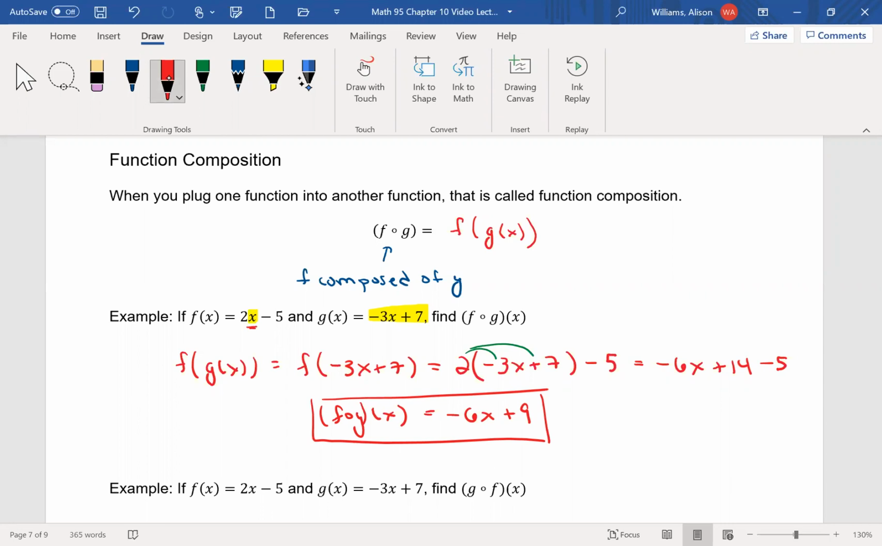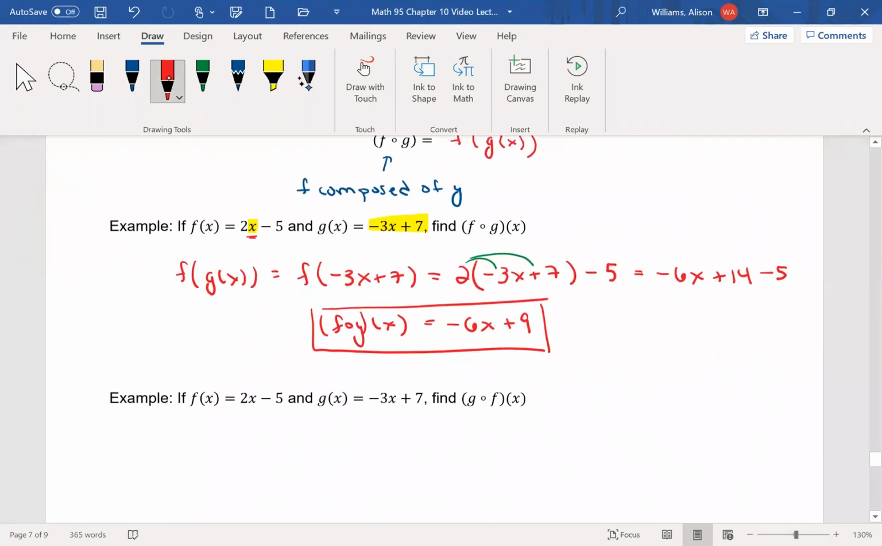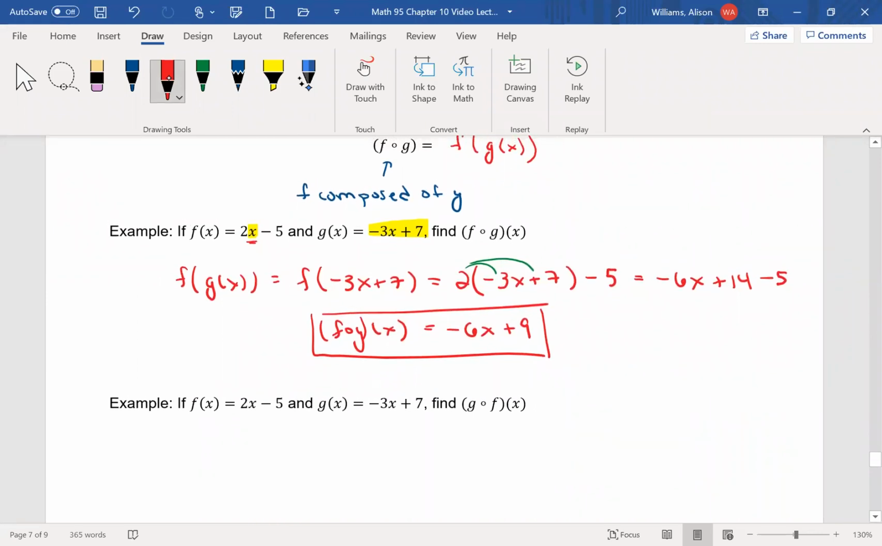So let's try that again. Let's go the reverse way this time. They want us to find g composed of f. That means we're plugging f of x into g of x. We're plugging 2x minus 5 into x in here. So I'm finding g of 2x minus 5, which would be negative 3 times 2x minus 5 plus 7.